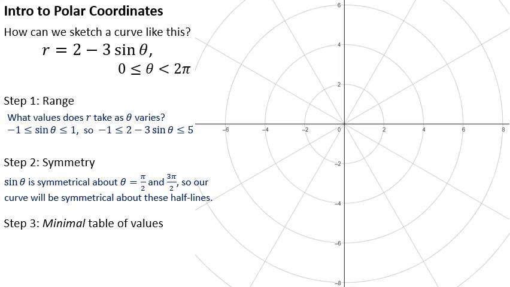What I'd recommend here, if you've already identified a maximum or a minimum point when you looked at the range, you might say, for instance, we'll get a value of 5 when 2 minus 3 sine theta equals 5. In other words, when sine theta equals -1. And when does sine theta equal -1? Well, that happens at 3 pi by 2. So now we know that the point (5, 3 pi by 2) is on the curve.